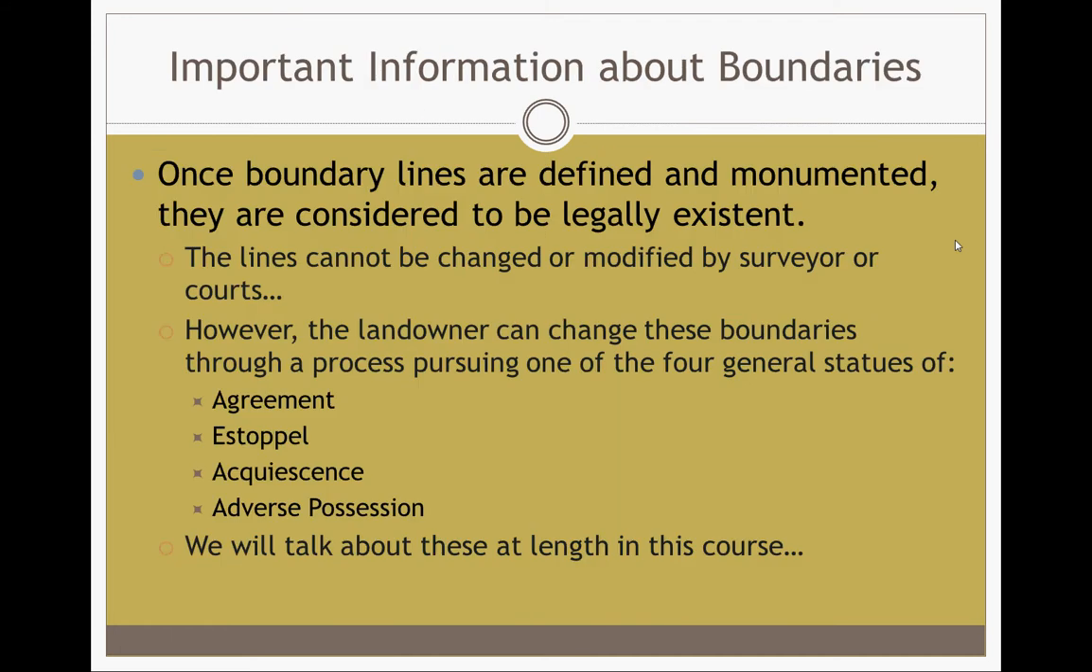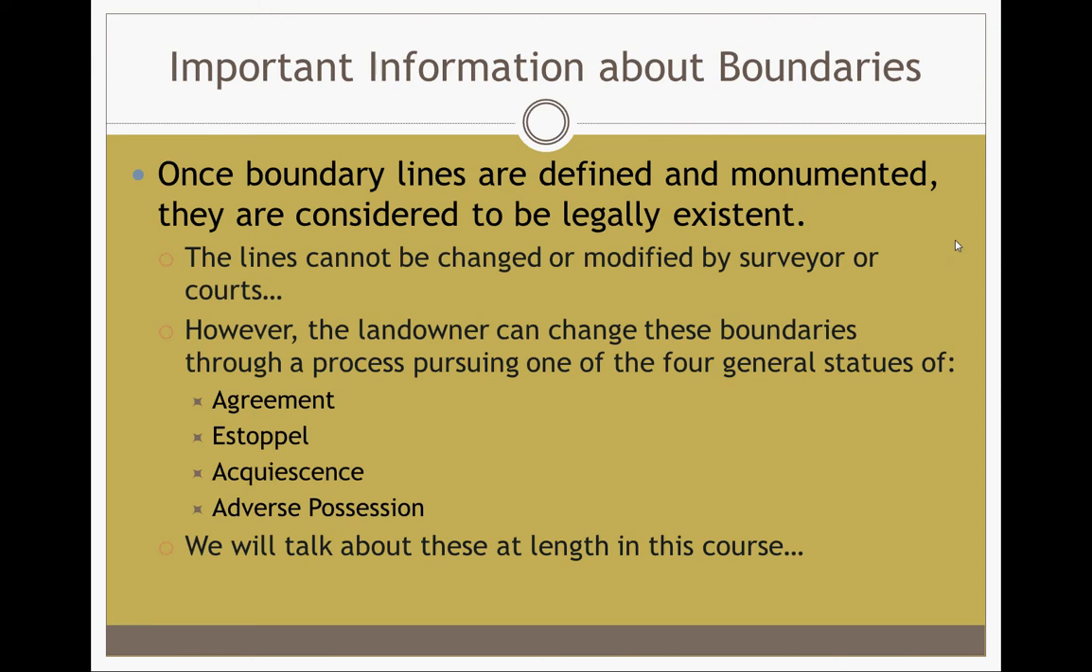Important information about boundaries. Once boundary lines are defined and monumented, they're considered to be legally existent, which basically means as soon as you put the lines on the ground with corners and monumentation, the lines cannot be changed by the surveyor or by the courts. The reason for that is because we don't want to change other people's property lines and boundary lines. That's just not really part of what we do. We're there to find evidence and to place monumentation.